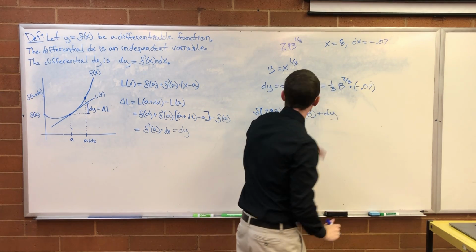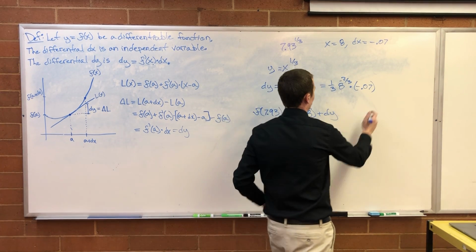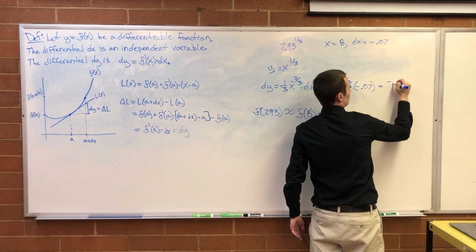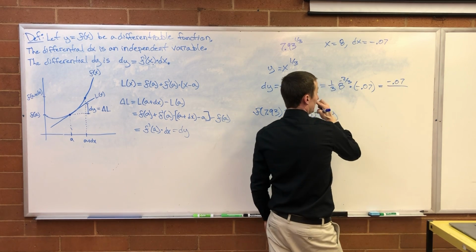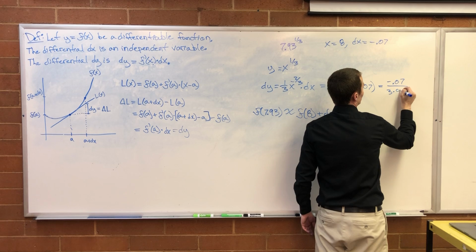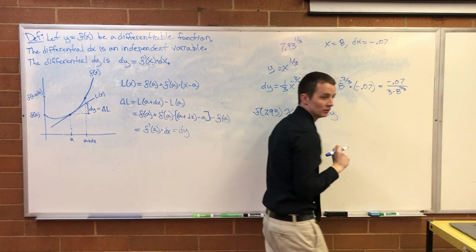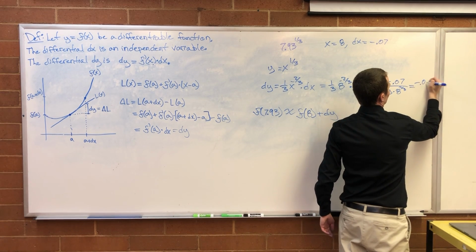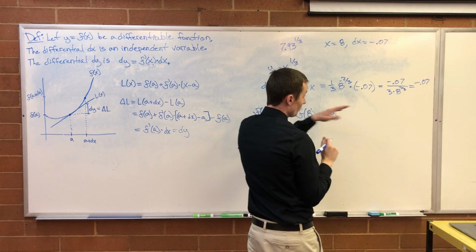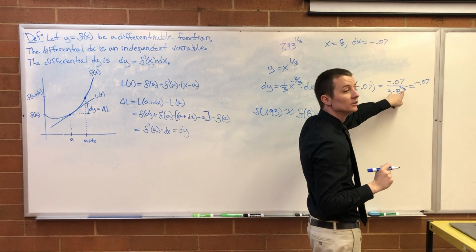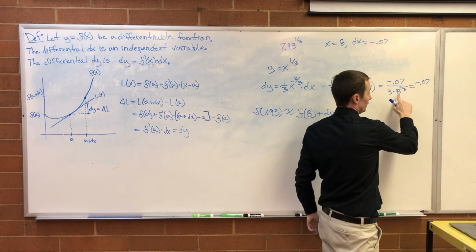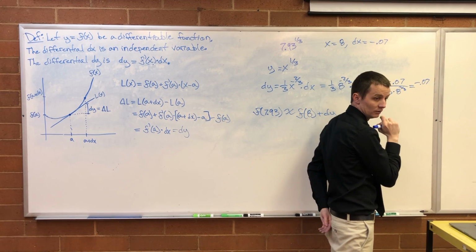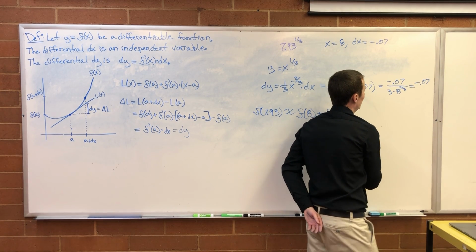So let's calculate that. Let me write it one more way to maybe help you. In the numerator we have negative 0.07, and that's divided by 3 times 8 to the 2/3. Okay, so now we can calculate that. 8 to the 2/3 is 4. What? Cubed root of 8 is 2, squared, 4. Is that how you solve fractions? Uh-huh.